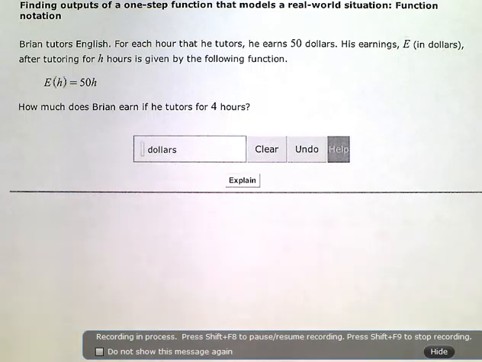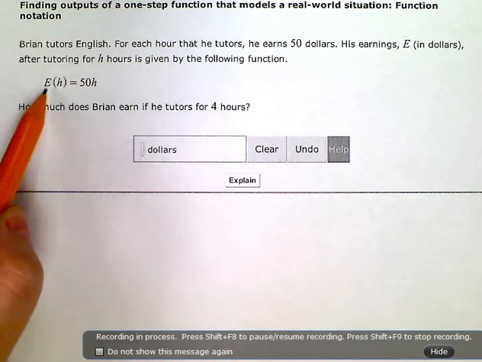Finding outputs of a one-step function that models a real-world situation. Function notation. Brian tutors English. For each hour that he tutors, he earns $50. His earnings, E, in dollars, after tutoring for H hours is given by the following function. So this E stands for the earnings.